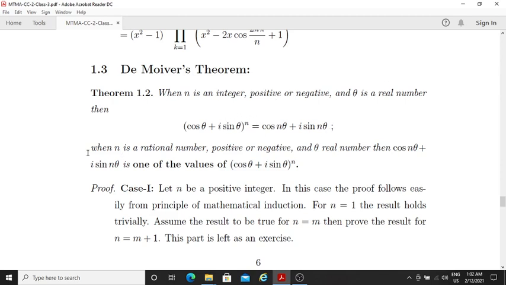This is for the integer values, positive or negative. This is simple. And for n a rational number, that's a fraction, positive or negative, this is one of the values of that thing. There can be many values. Okay, so first things first. How many cases can there be? The cases are: positive integer, negative integer, and the last one for rational numbers.